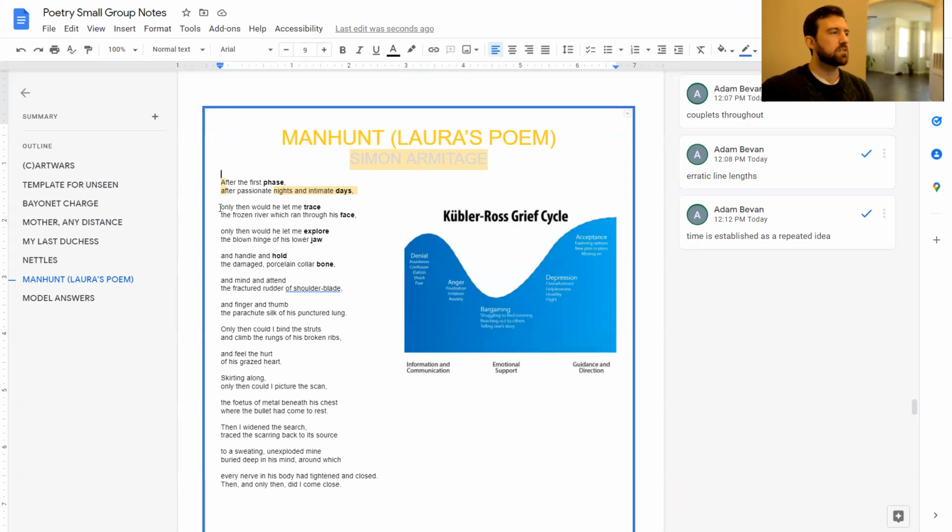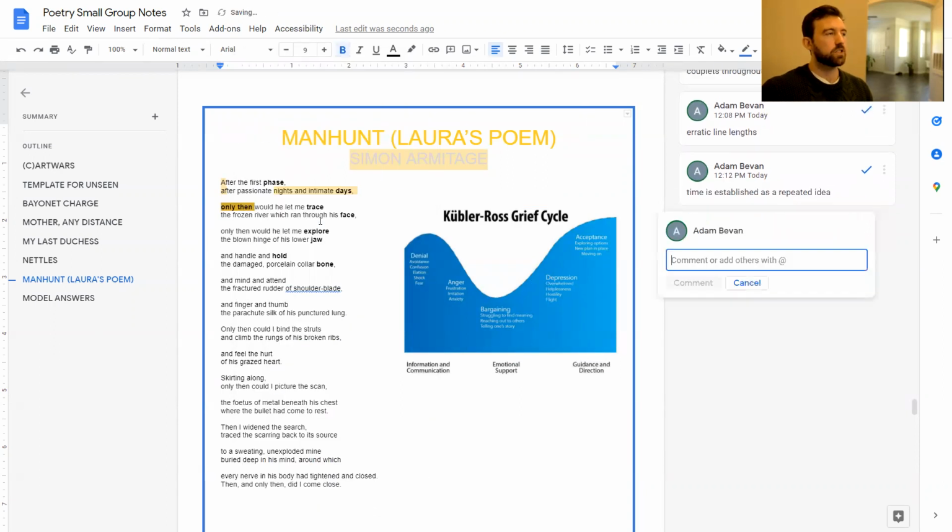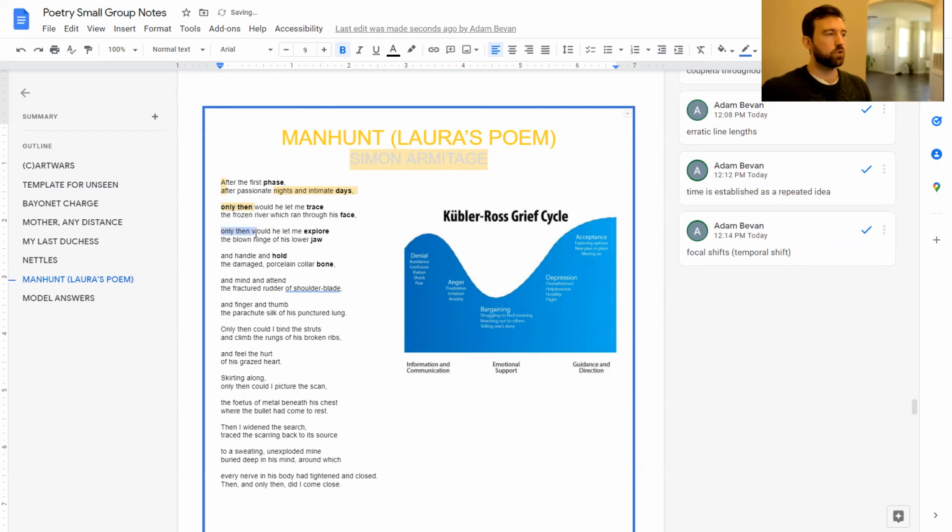So something else that is repeated over and over again is what's called temporal shift. So there are shifts of focus, right? Focal shifts, where you shift your focus from one character to another character, or from one setting to another setting, from one topic to another topic, or whatever, right? But a type of focal shift can be called a temporal shift. And that's specifically if you're shifting in time. So 'only then' is obviously a shift in time, because you go from this time to 'only then' this next time, and then 'only then'. So it keeps shifting time. So we see that time is a very important theme and idea in the poem.